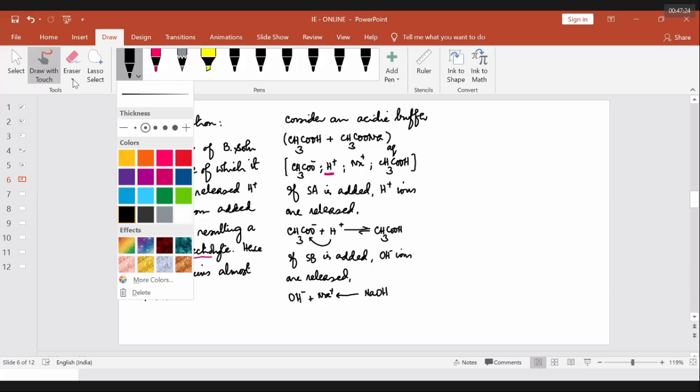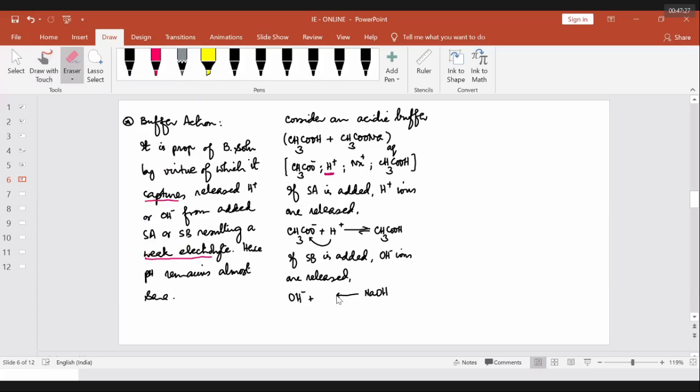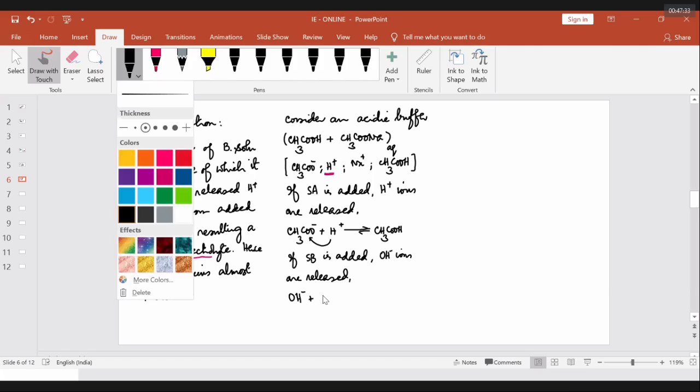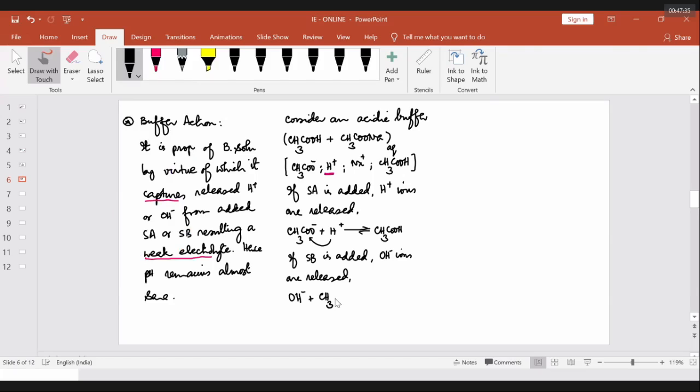That means whenever you are having buffer solution, it should capture the released OH minus ion, and there must be formation of weak electrolyte. Who is going to capture? Acetic acid. Acetic acid will capture. There is a formation of CH3COO minus and water. Who is that fellow? Weak electrolyte, therefore backward reaction. This implies pH remains almost the same. This is called buffer action.